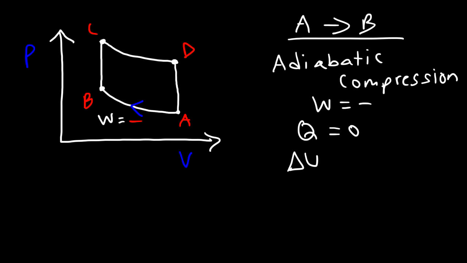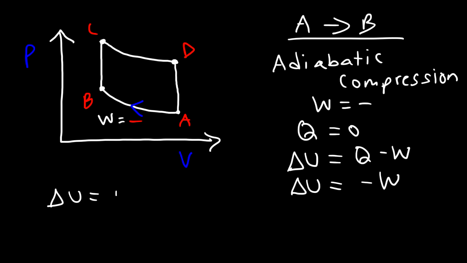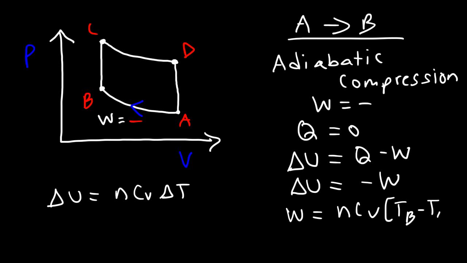Now the change in the internal energy of the system is Q minus W. And since Q is 0, delta U is equal to negative W. And delta U is always equal to n Cv delta T. So W in this example is negative n Cv delta T. Now, since we're going from A to B, the change in temperature is going to be the temperature at B minus the initial temperature at A. And let's not forget the negative sign.